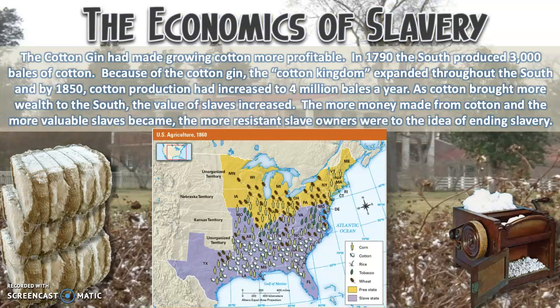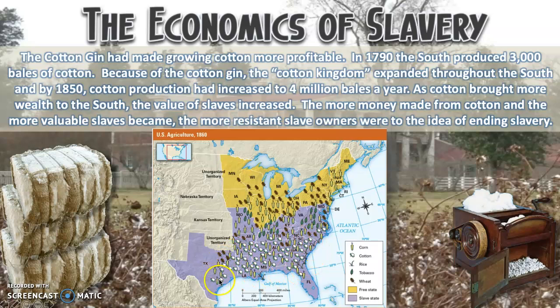As cotton brought more wealth to the South, the value of slaves increased. The more money that the Southern plantation owners made from cotton, the more valuable those slaves became. So the more resistant slave owners became to the idea of ending slavery. You can see cotton becomes king through this region.